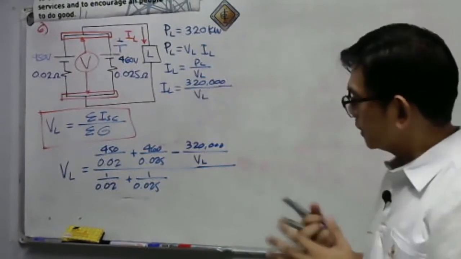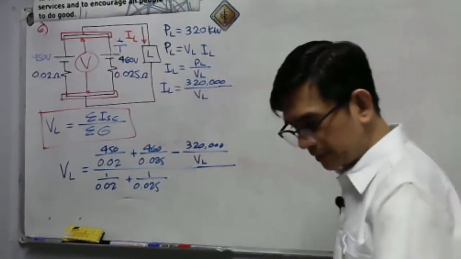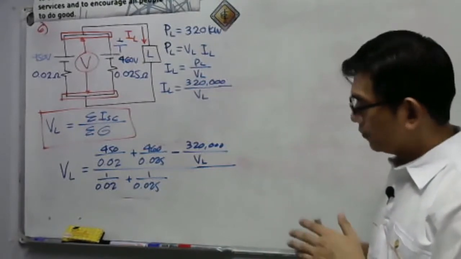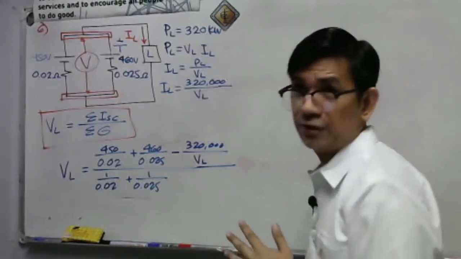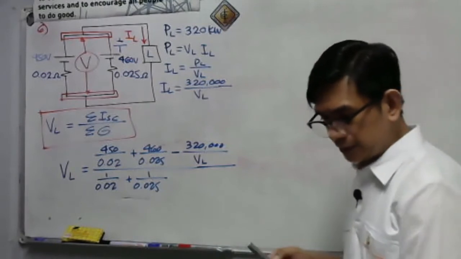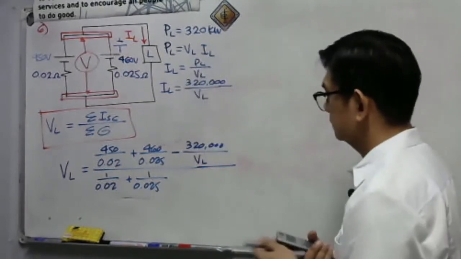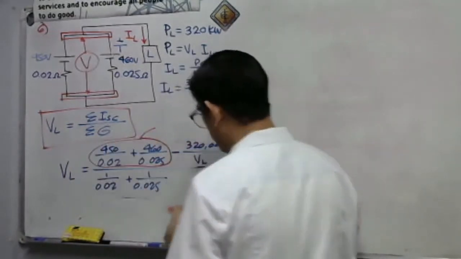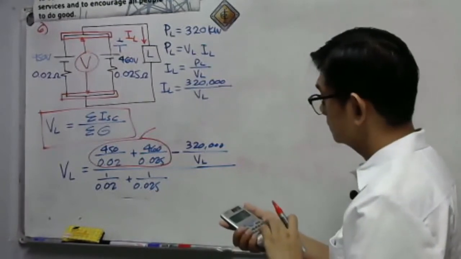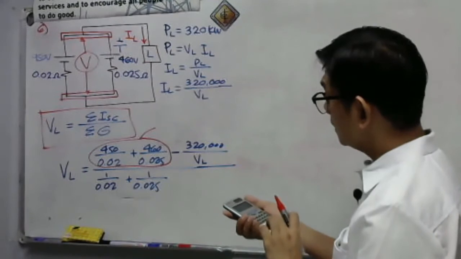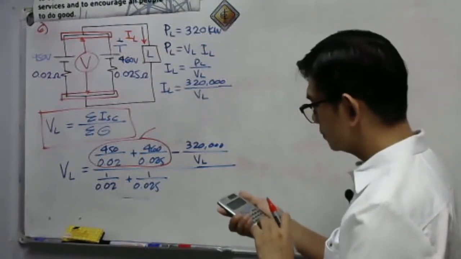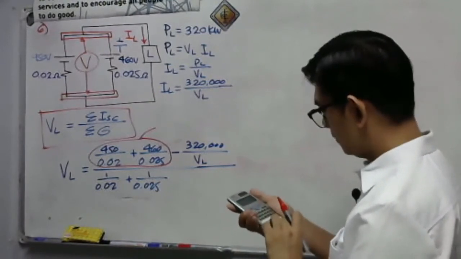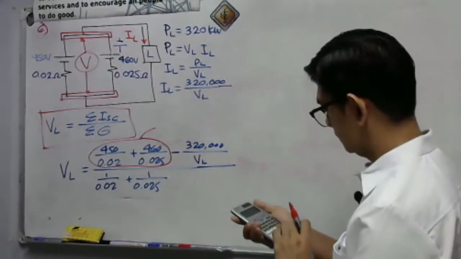Okay. So take a look here. We'll be solving this in a conventional way, although there are a lot of ways to solve this. I want to be detailed on this solution. So let us calculate this value first. We have 450 over 0.02, then plus 460 over 0.025, equals.